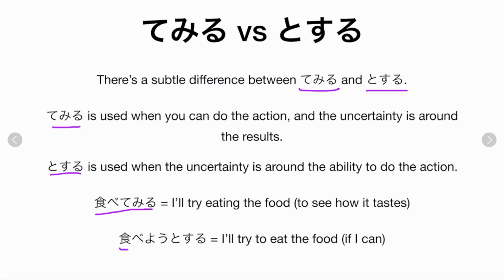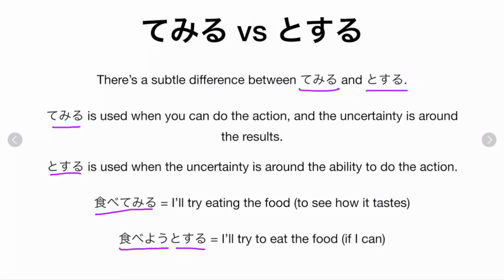Versus tabeyo to suru is, I will see if it is possible for me to eat the food. So, if you imagine you're sick and you're not able to keep your food down, and someone says, well, you really should eat. Here I brought you bread and milk, for example, something that's supposed to be simple to eat. Then you can say tabeyo to suru. I will see if I can eat it. I'll try to eat it. I don't know if I'll be able to keep it down.